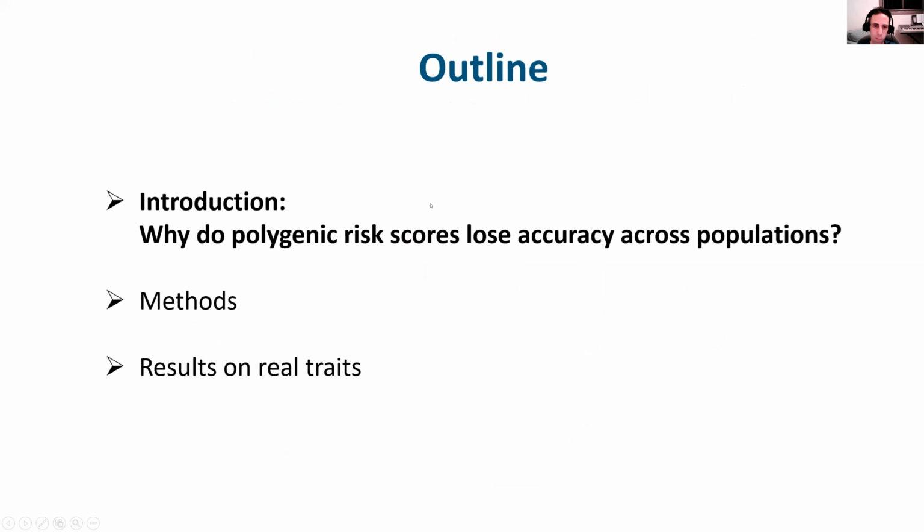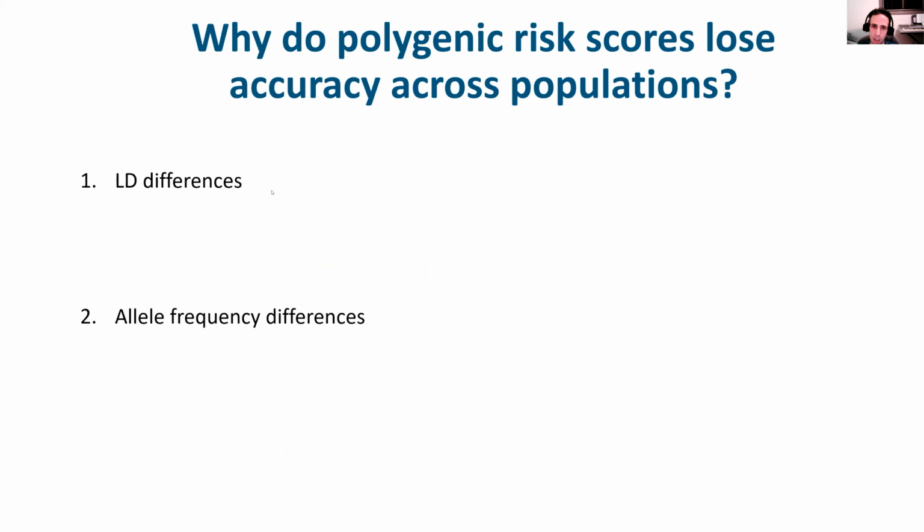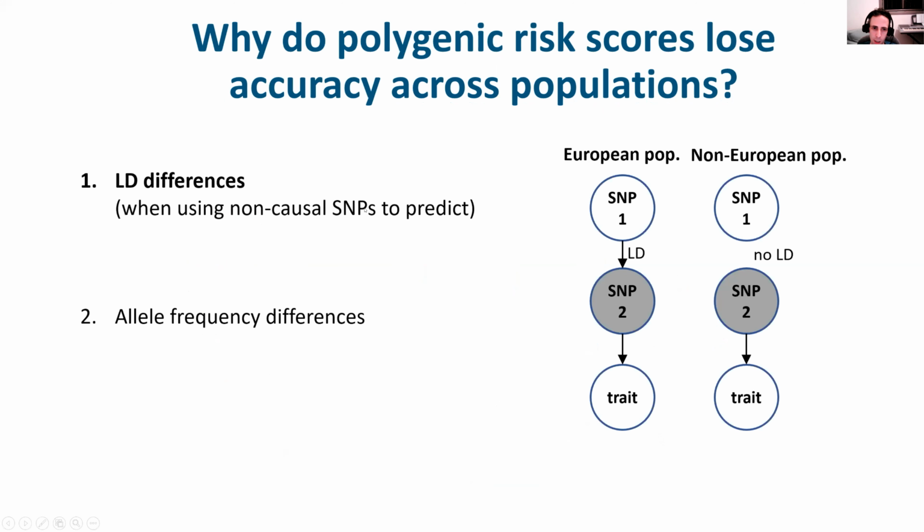All right, so let's start with an introduction. So why does this happen? Why do polygenic risk scores lose accuracy across different populations? And broadly speaking, there are two main reasons for that. So it's LD differences and allele frequency differences. These are not the only ones, but these are the main ones. So let's speak a bit about each one.